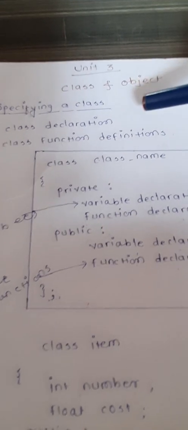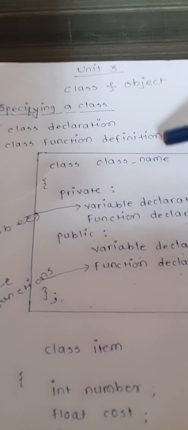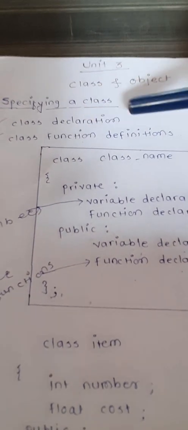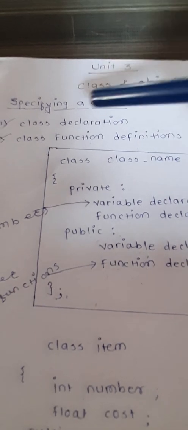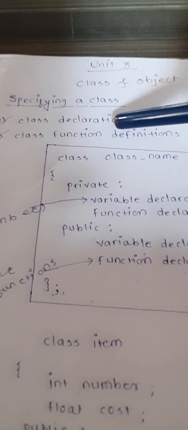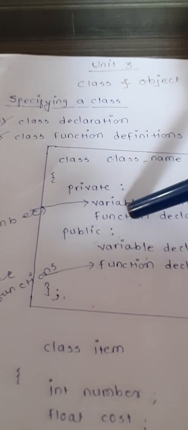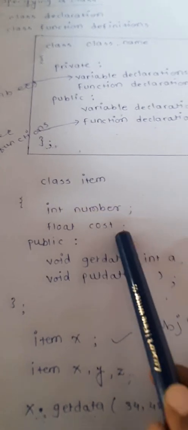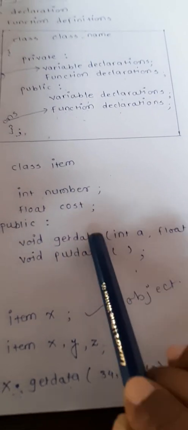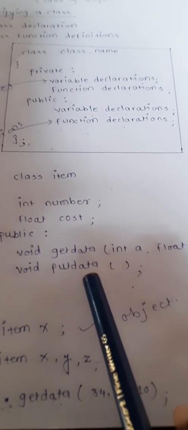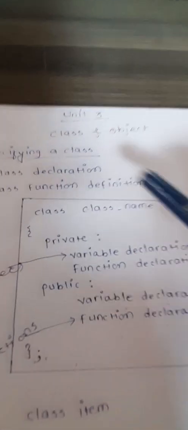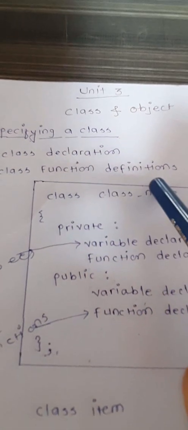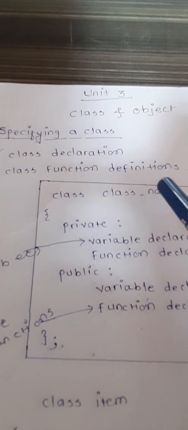In specifying a class there are two parts, class declaration and class function definitions. In the last lecture we saw the class declaration. Here we saw the syntax of class declaration and one example in which we just declare the member functions of that class. We do not specify definitions of these functions here. So the remaining part, that is class function definitions, we will see in today's class.